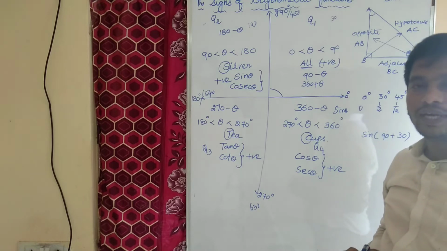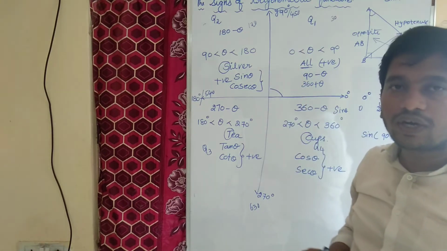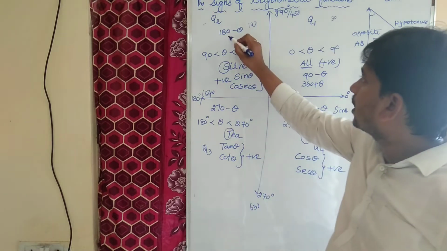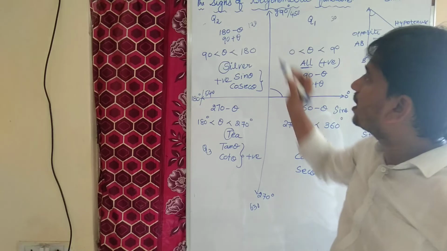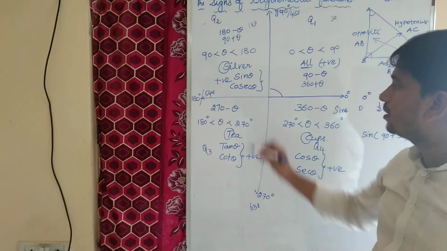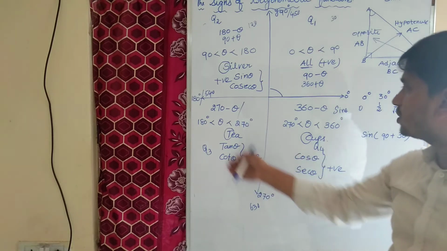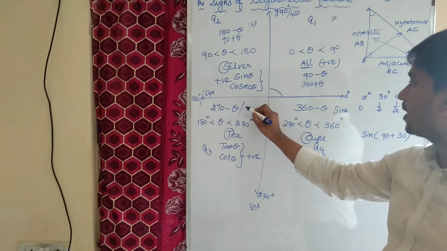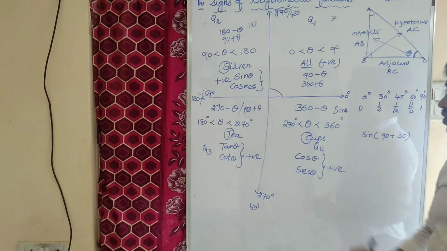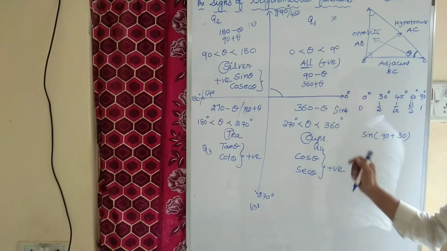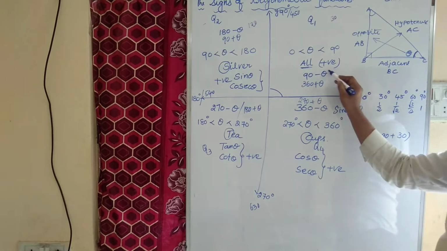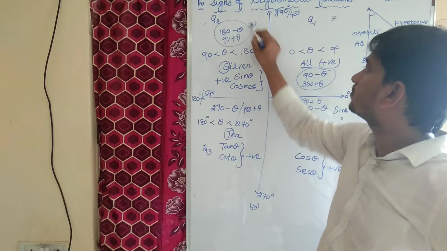Suppose 120. 120 is in which coordinate? Second coordinate. Second coordinate means 90 plus theta, I can also write it as 90 plus theta. Coming to third coordinate, which is less than 270 and greater than 180, I can write as 180 plus theta. Coming to fourth coordinate, which is less than 360 and greater than 270, I mean 270 plus theta. Is it clear, these two concepts?